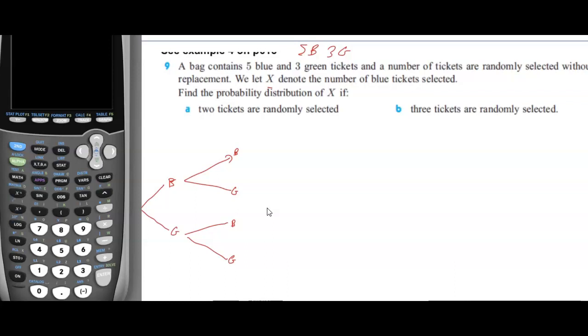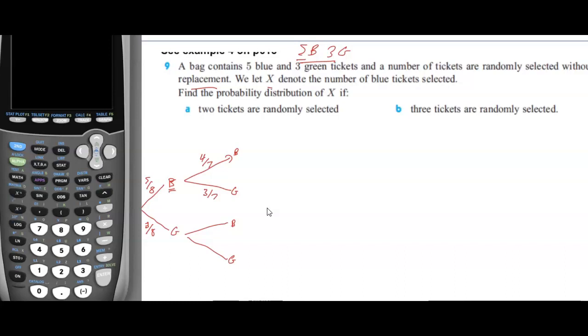So the first draw, when you're choosing blue, you have a 5 out of 8 chance of getting blue. You have a 3 out of 8 chance of getting green. On the second draw, since it is without replacement, you're going to have 4 blues remaining instead of 5. So it would be 4 out of 7 tickets remaining instead of 8. And so green would be the complement of that. It would be 3 out of 7. You still have 3 greens remaining because you haven't drawn any greens out.